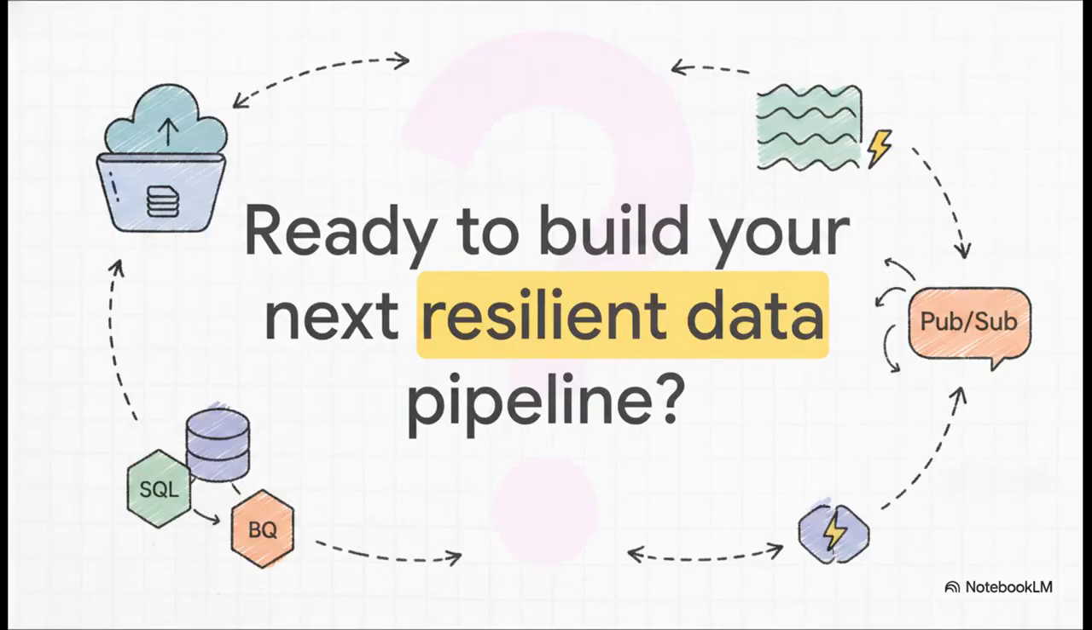We have covered a ton of ground today, from gsutil shortcuts and schemaless SQL exports to BigQuery auto-detect and the amazing decoupling power of Pub/Sub. You know the rules and the hidden traps. So the real question is, now that you know exactly how these pieces fit together, how are you going to architect them into your next resilient, automated data pipeline?